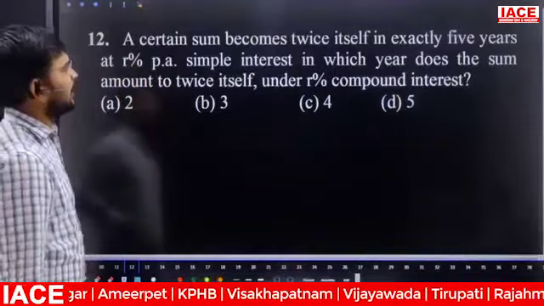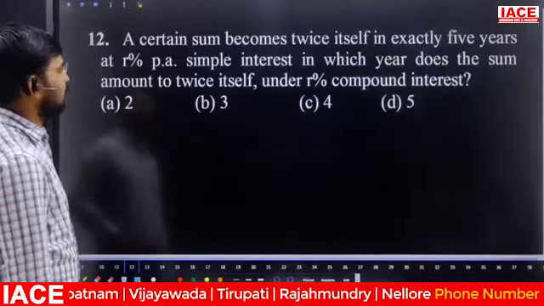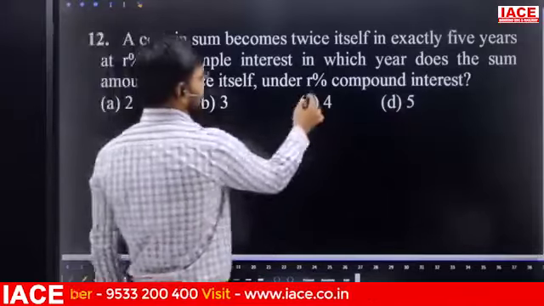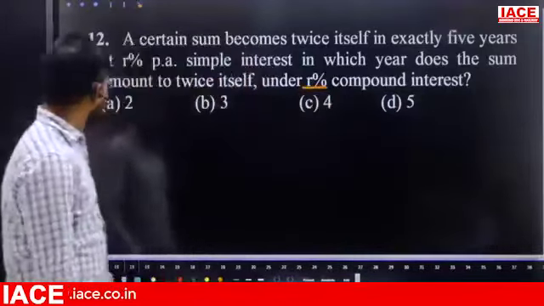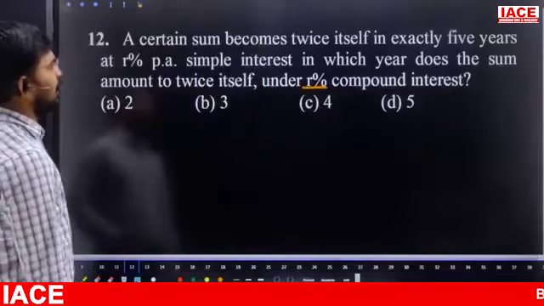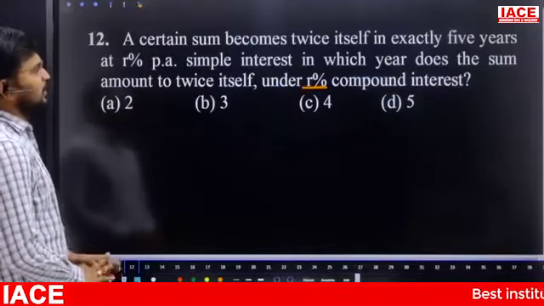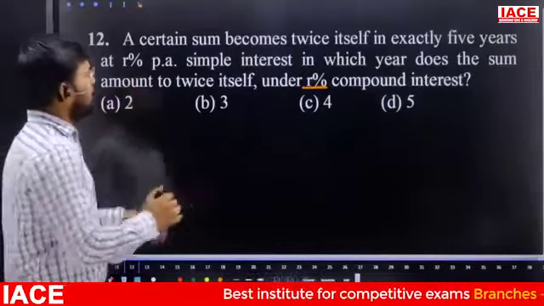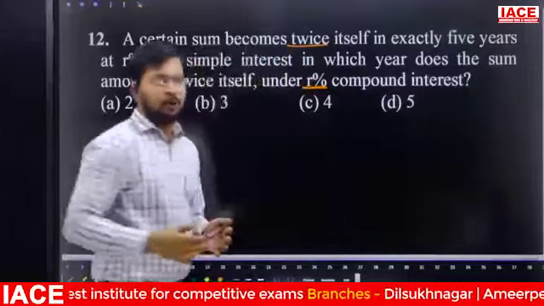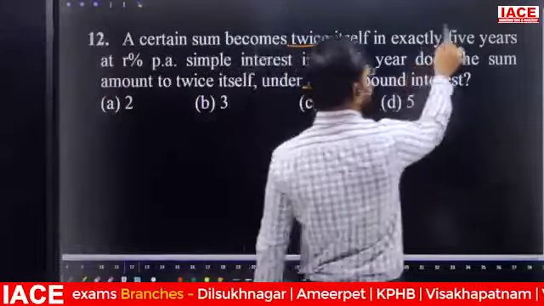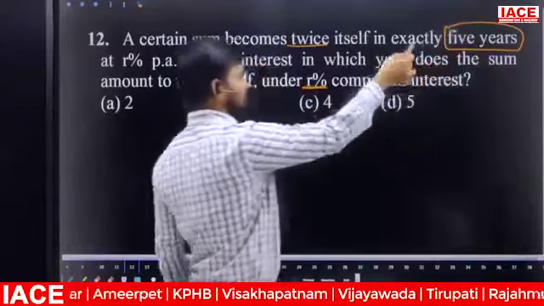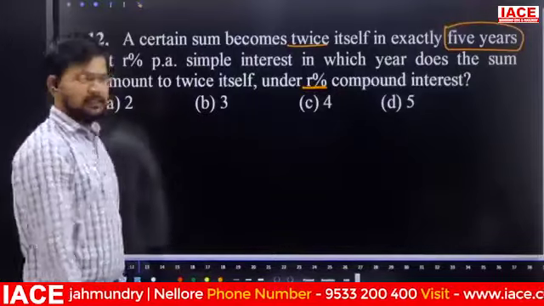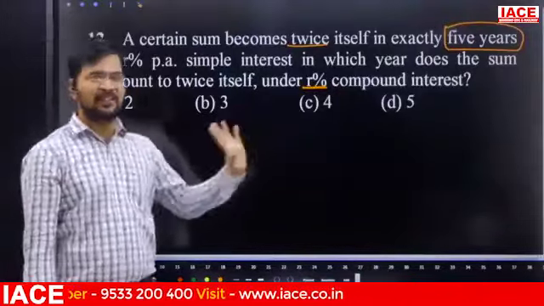A certain sum becomes twice itself in exactly 5 years at R% per annum simple interest. In which year does the sum amount twice itself at rate R% per annum compound interest? So a certain sum becomes twice itself in exactly 5 years. Twice itself is nothing but, I think the same question we already did. In how many years? 5 years. Simple interest itself it will take 5 years. Compound interest definitely it will take less than 5 years. Yes or no? But less than 5, 3 options are there.